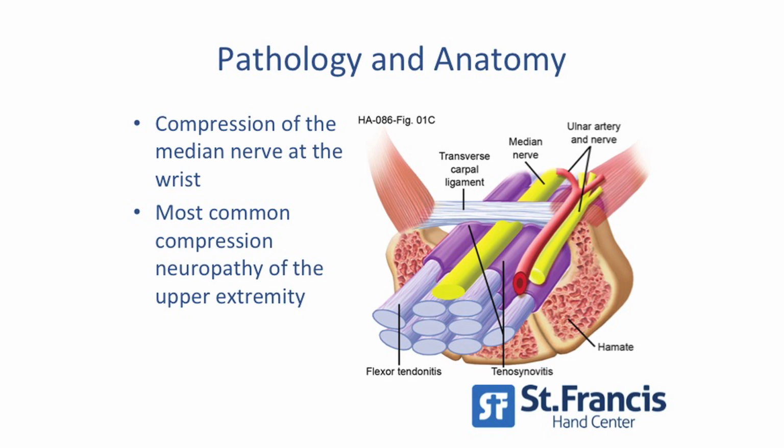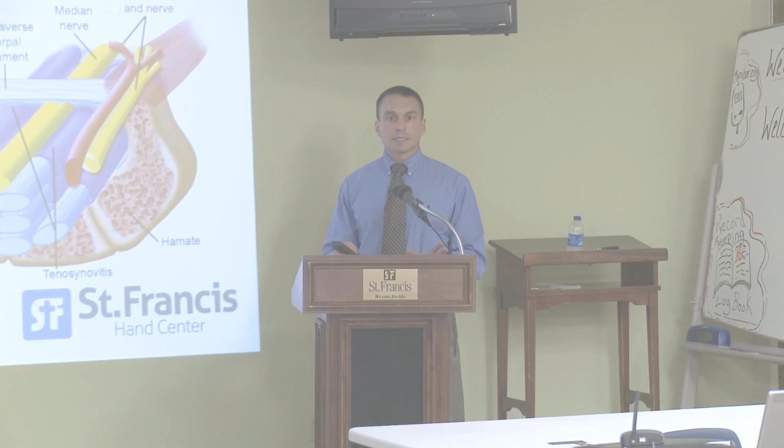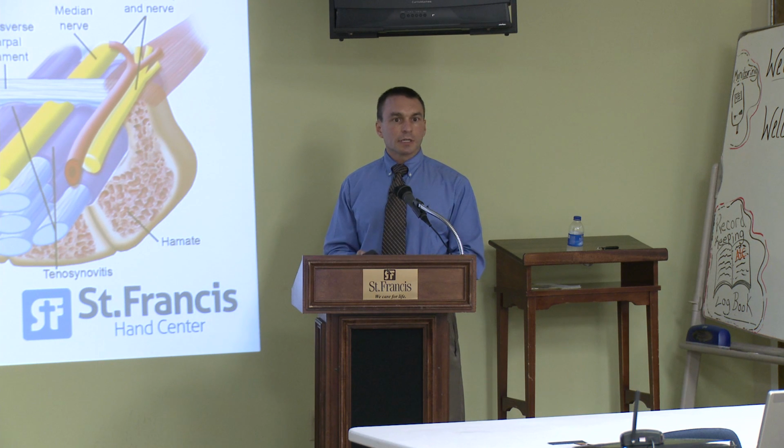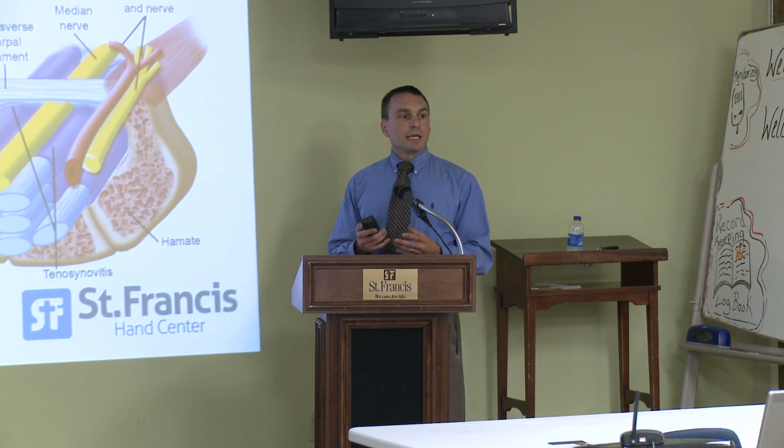I'm going to stop here. Any questions thus far, just of the basic concept of the structure that we're talking about? So basically you have wrist bones and a ligament that make up a tunnel. The tunnel has a nerve and has tendons. That nerve gets irritated.